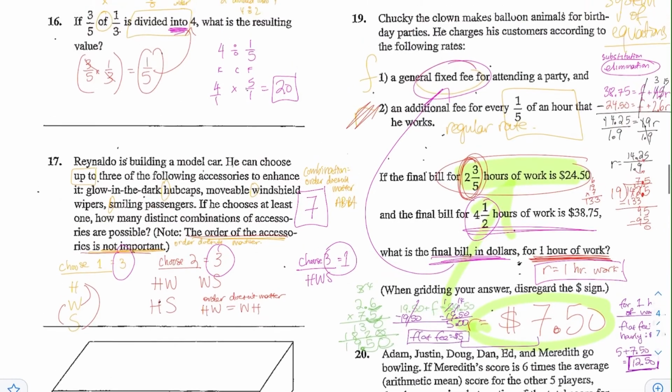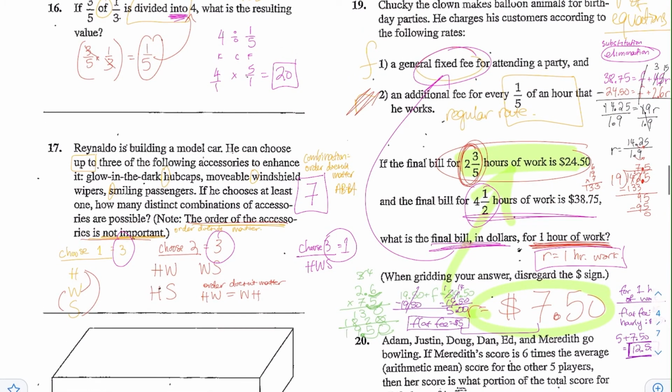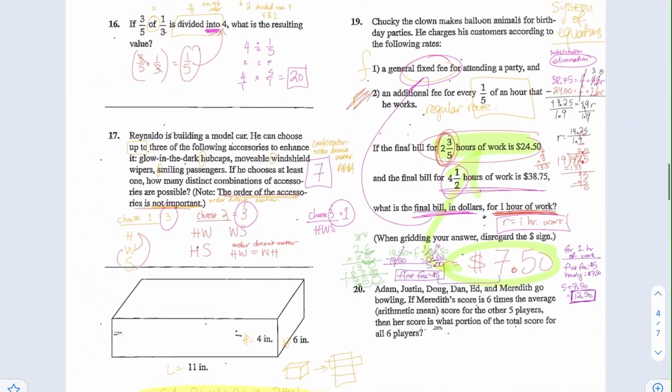So for the system of equations, we use the elimination method to solve for one of the variables, R, the hourly rate. When you solve for the hourly rate, you can substitute back in to the other equation to solve for the flat fee. And then you can put both of them together to figure out the final bill.